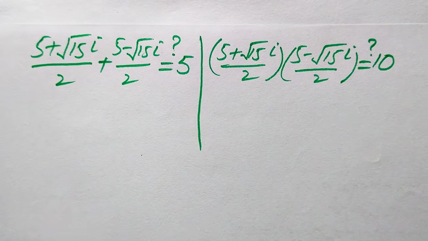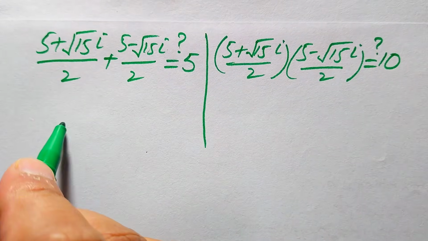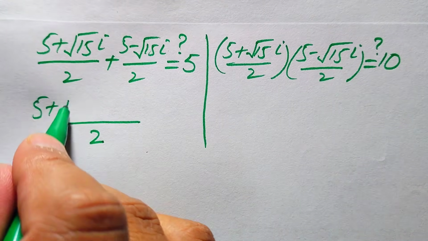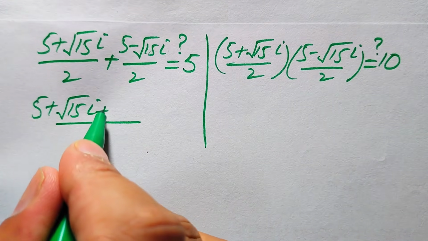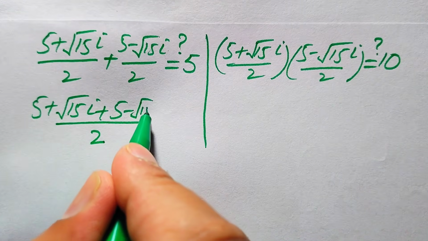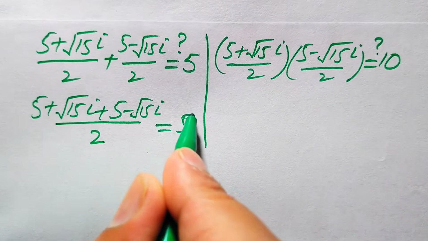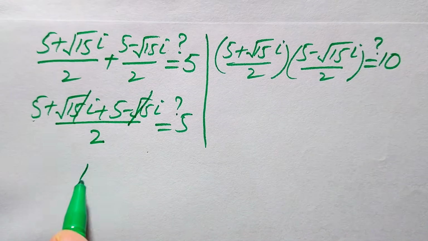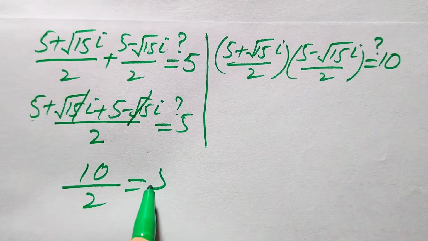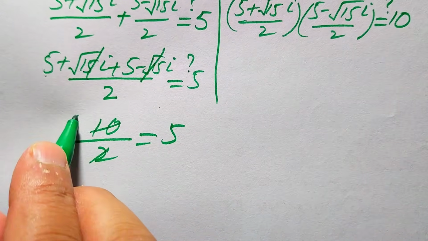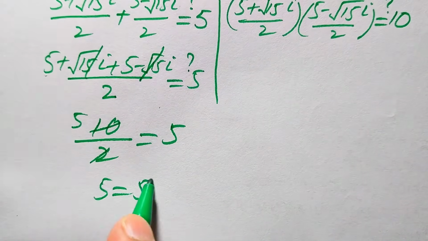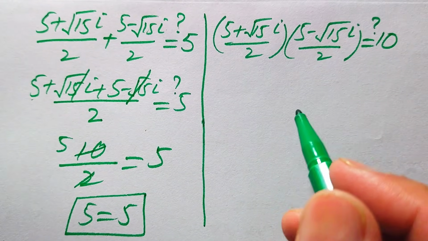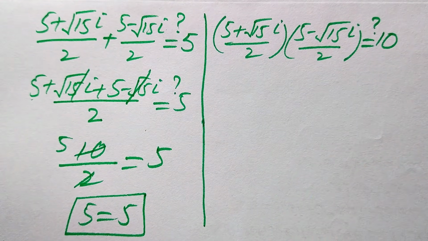So here we simplify both of these, and on the left hand side we take the LCM of this term, and its LCM becomes 2, and we obtain 5 plus square root of 15 iota and 5 minus square root of 15 iota is equal to 5 or not. The negative term and positive term are gone, and we get 5 plus 5 becomes 10 over 2 is equal to 5, and 2 times 5 becomes 10, and we get here 5 is equal to 5. This shows that both of the sides are equal. And now it means that the values of x and y satisfy our first equation.